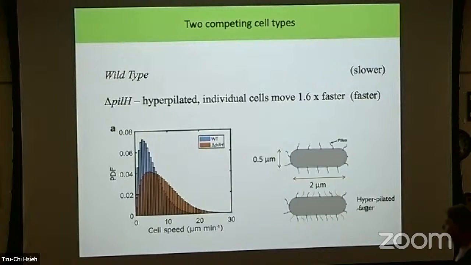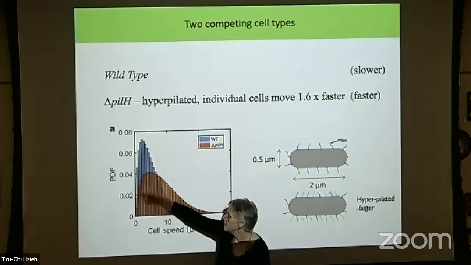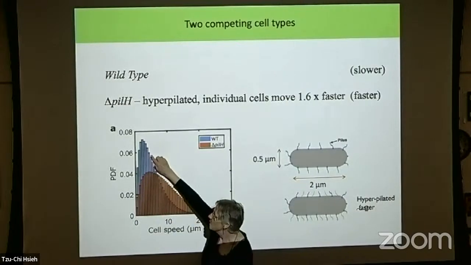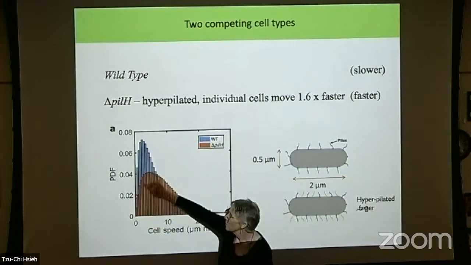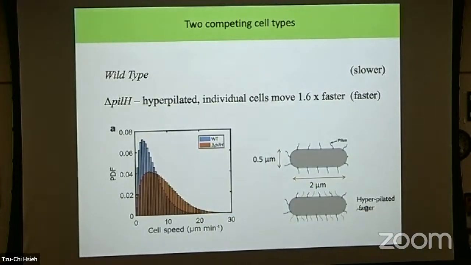All right, so here we are. Here we have the cell speed and the PDF of how many cells. So the blue ones are the slow ones, and these ones here are the fast ones. You can see that there's a definite difference in average speed, but there's a large distribution.